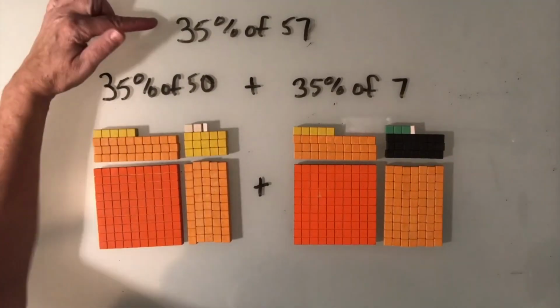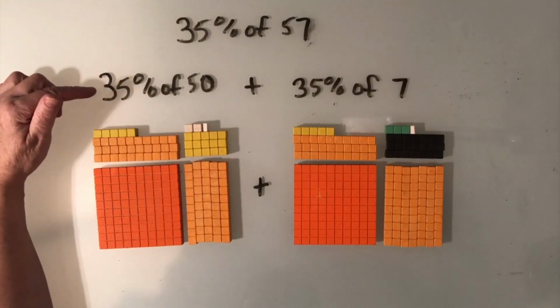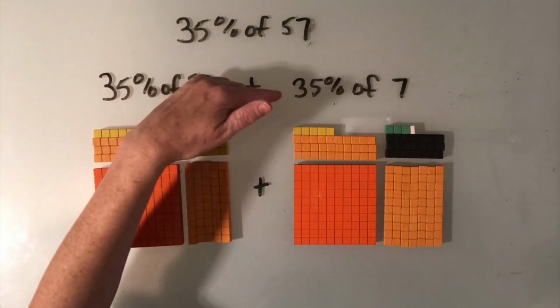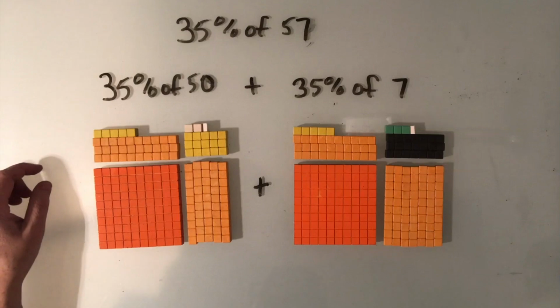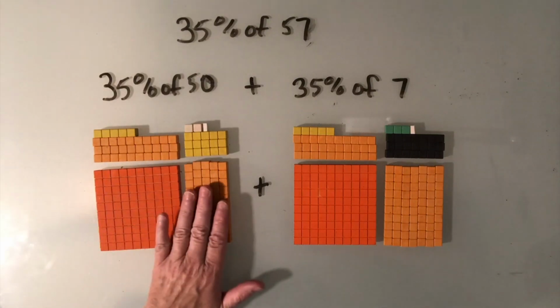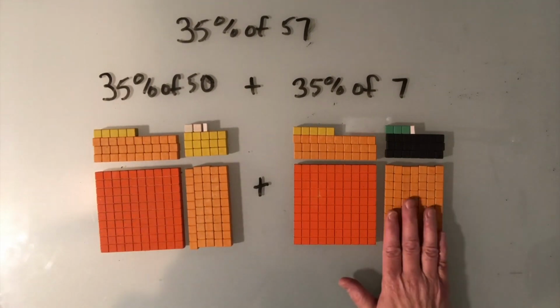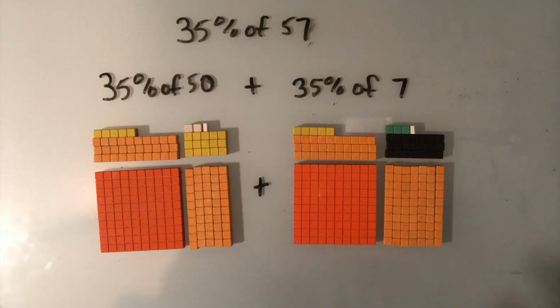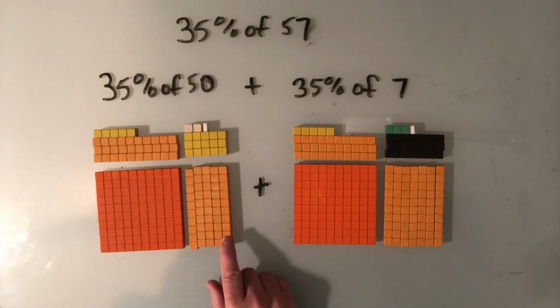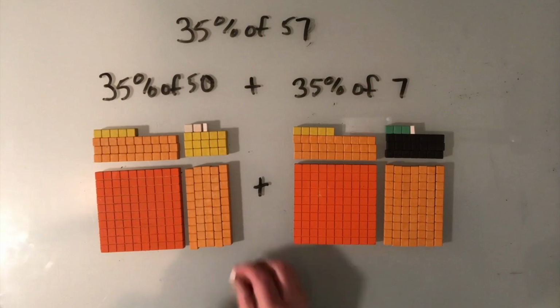So 35% of 57 is the same as 35% of 50 plus 35% of 7. Over here, this is my 100%. This is 50. 50 is 100%. Over here, this is 7. 7 is 100%. Now you'll notice that my 1 in here is the little white block.